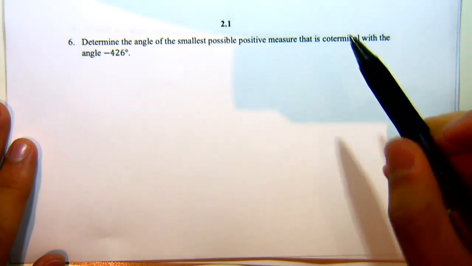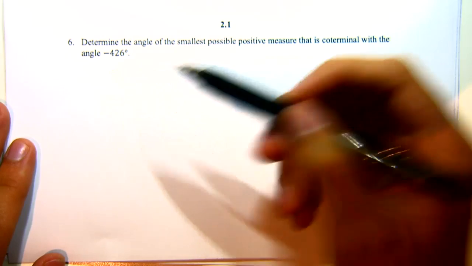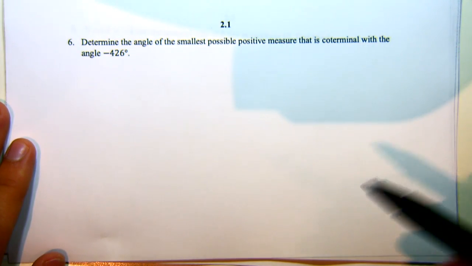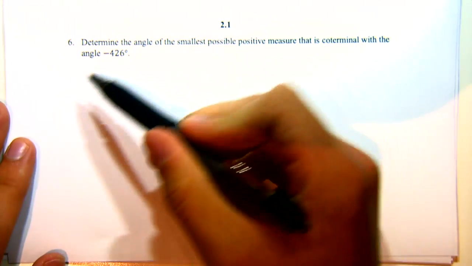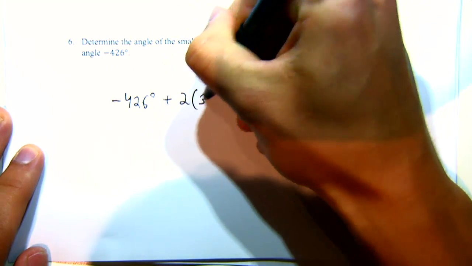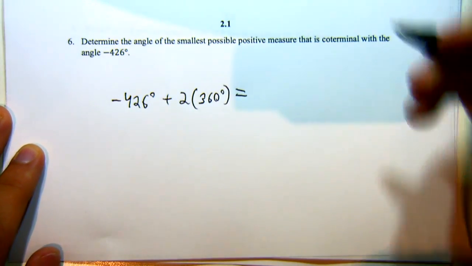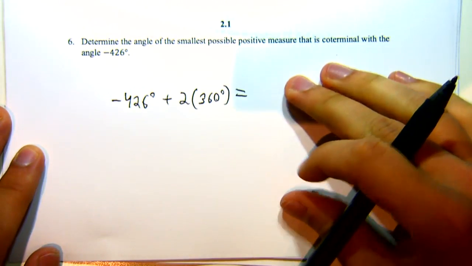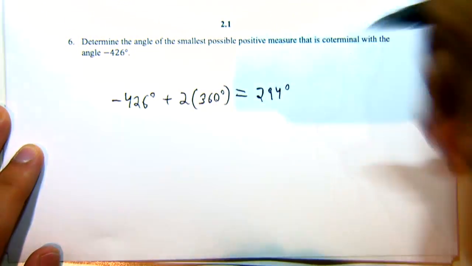So section 2.1. Determine the angle of the smallest possible positive measure that is coterminal with angle negative 426 degrees. So for this, we just want to add 360 degrees until we get a positive angle, right? So if we add 360 one time, it's clearly not going to be enough. So we want to add 360 two times. So essentially we just do that, and we end up with, what do we end up with? 294? Good, thank you. So 294 degrees.